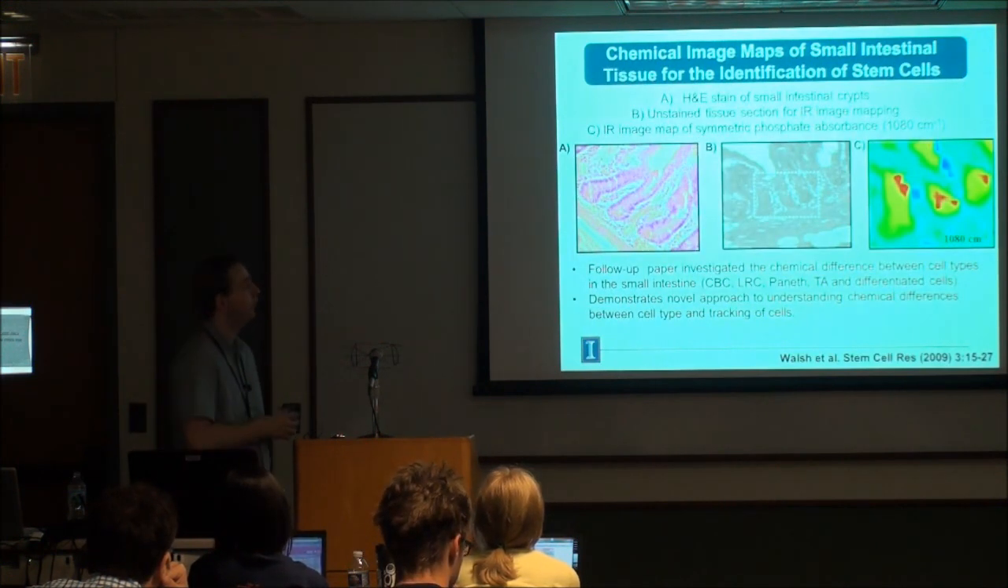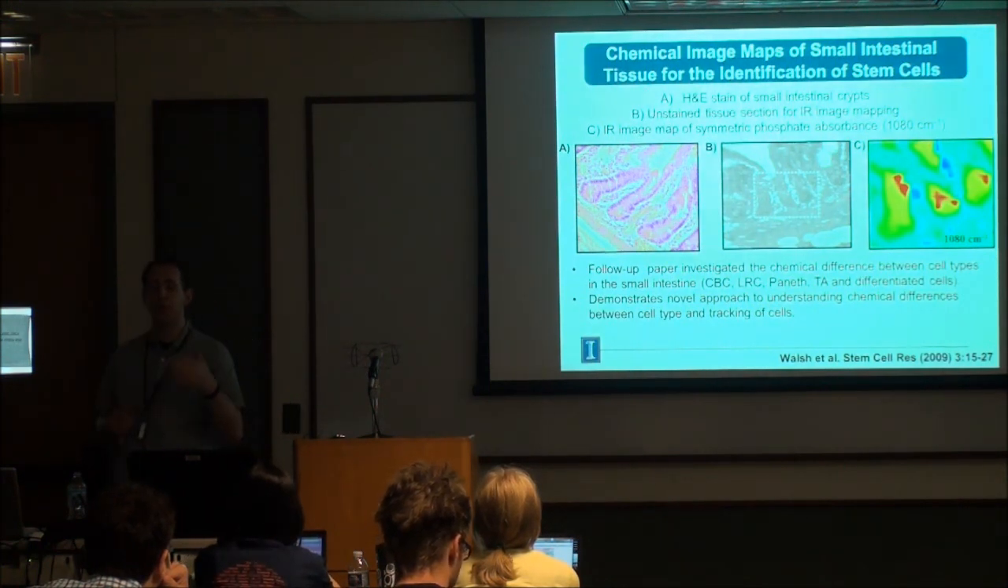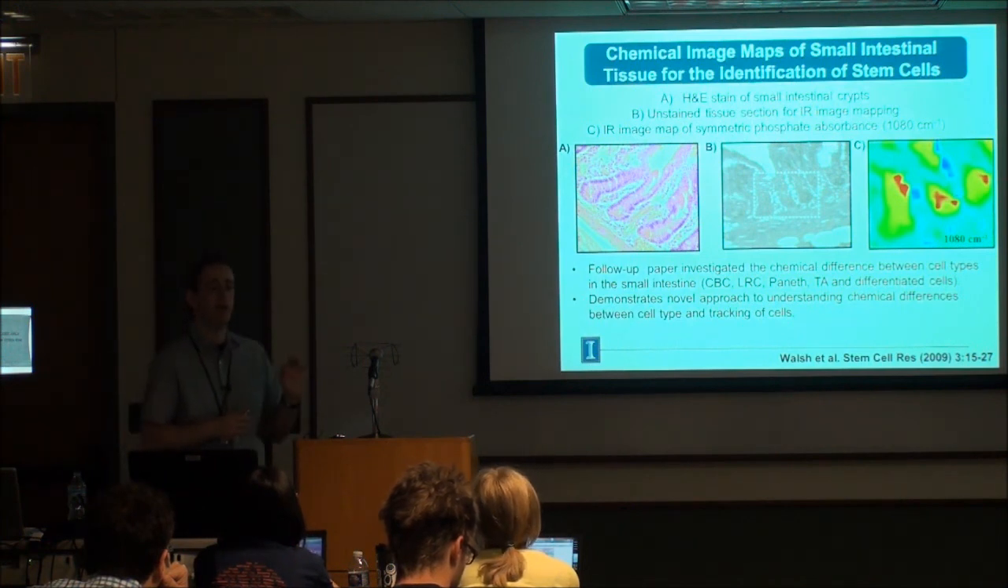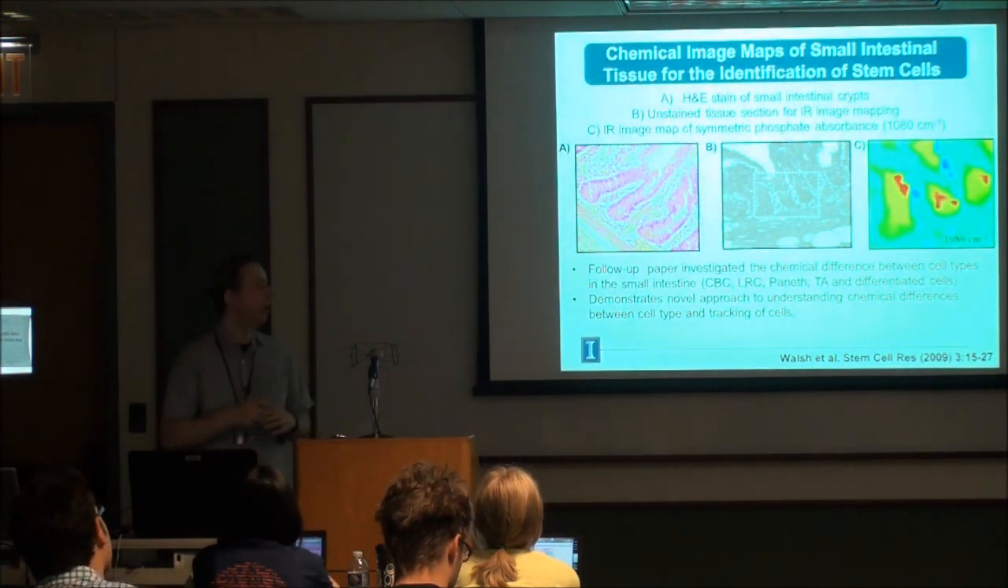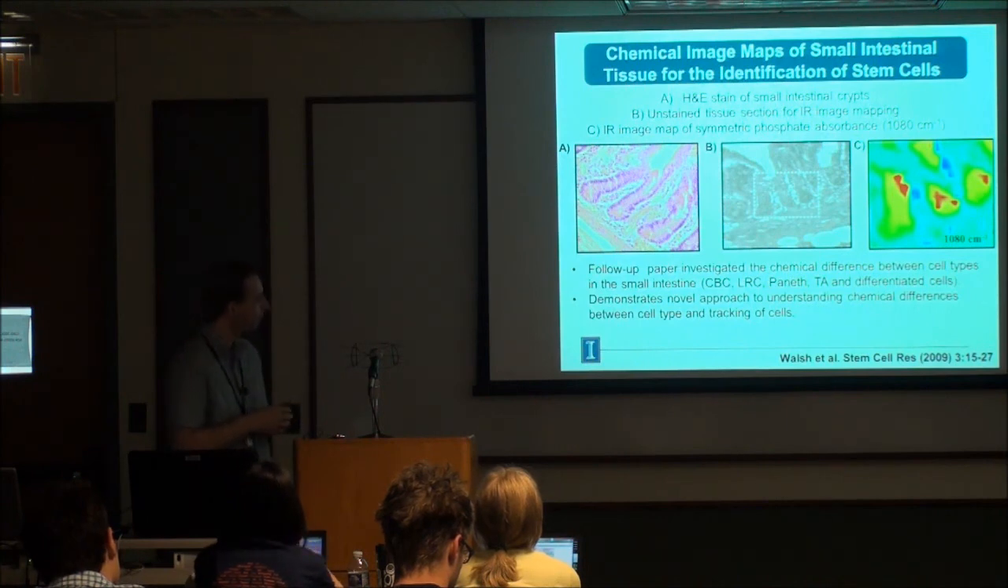What was nice is we could even do this on small intestinal crypts, and these markers translated very well over into small intestine. So if you remember, the small intestinal stem cells are a little bit higher up in the crypts, and you can see here that the markers flag in the stem cell location.